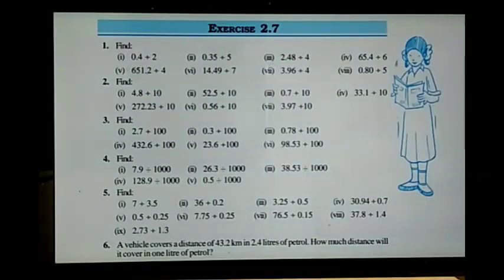Let's start our exercise 2.7. In the first question, we have to divide a decimal number by a whole number. In the second question, we have to divide a decimal number by 10. In the third question, we have to divide a decimal number by 100. In the fourth, we have to divide a decimal number by 1000. So let's solve the first four questions. Let us start.